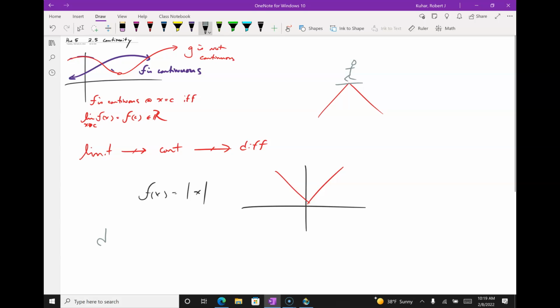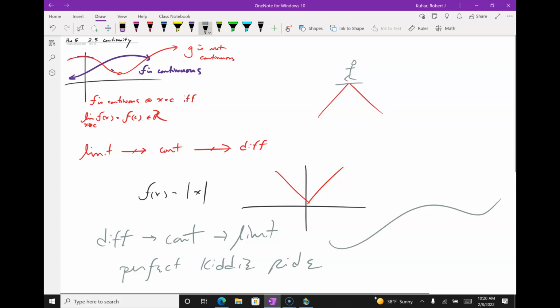But it does work the other way. If it's differentiable, it's continuous, and there's a limit. And this is the perfect kiddie hill, perfect kiddie ride. Everything should be nice and smooth. All the turns are nice and smooth. Is it that there's just not a slope right there at all? Exactly. Well, again, I've got to stand still for you to calculate the slope. You can see me, I have the shakes. I'm trying to balance on that point, and I can't do it.